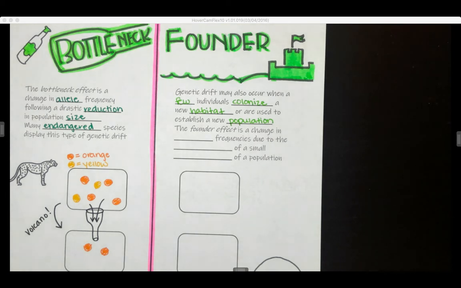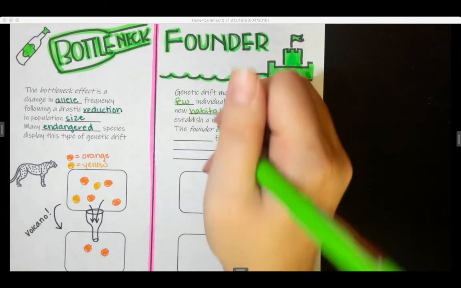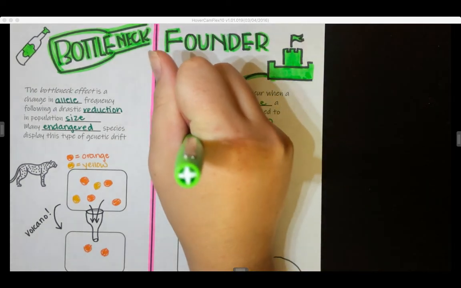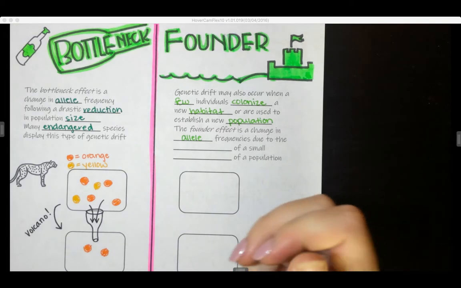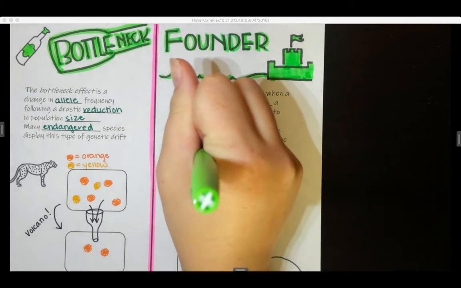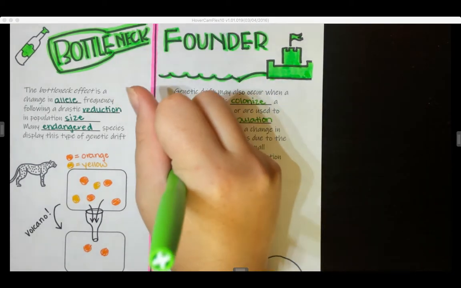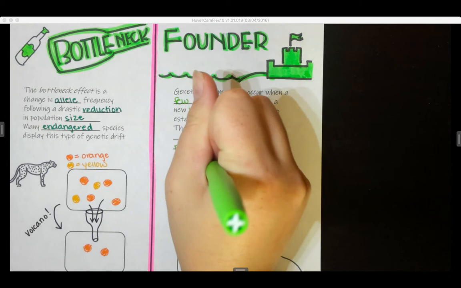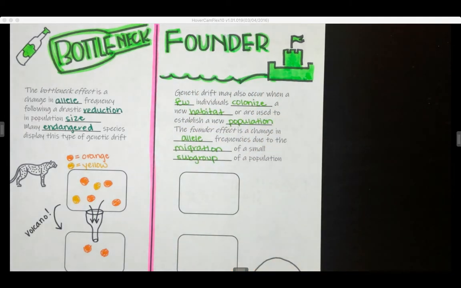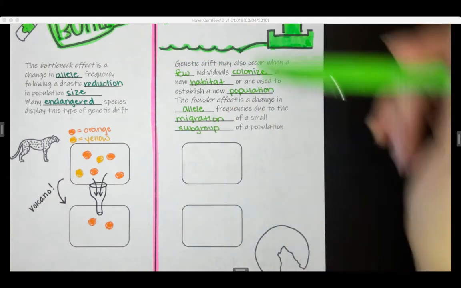Now, the founder effect, let's just define it, is a change in, again, those allele frequencies. But this time it's due to the migration of a small subgroup of a population. So let me go ahead and talk you through this section.